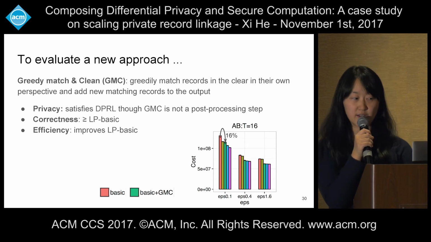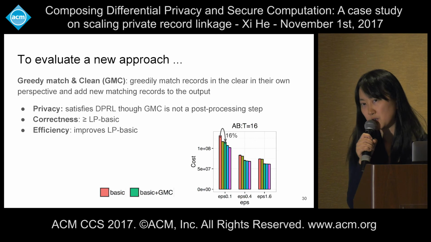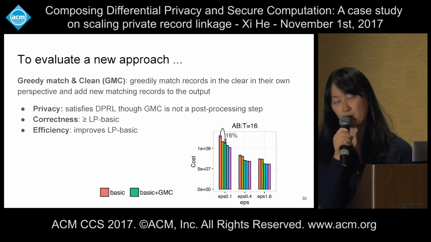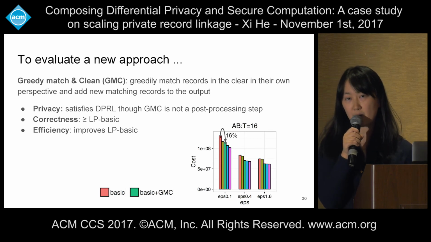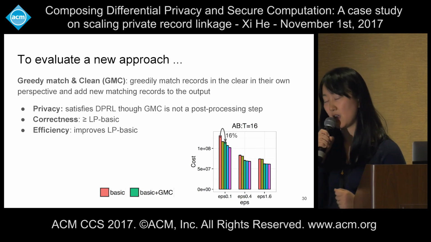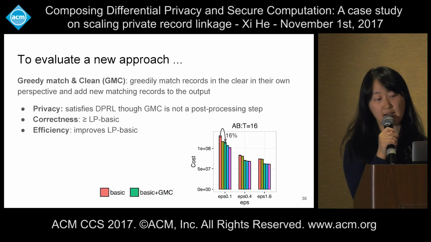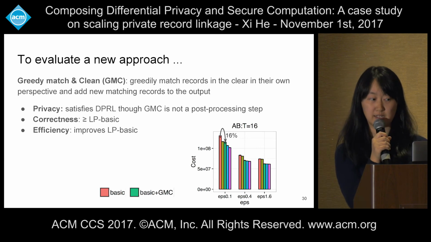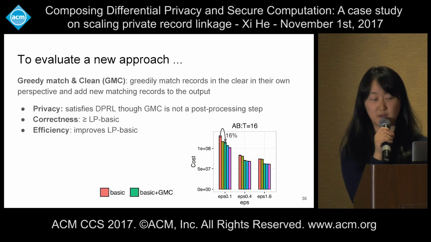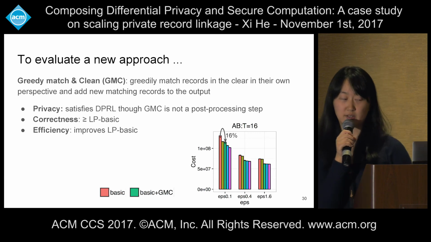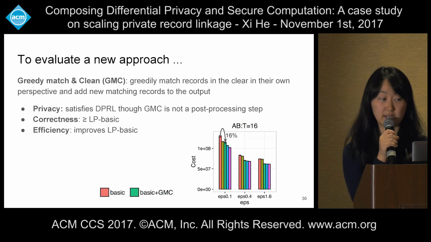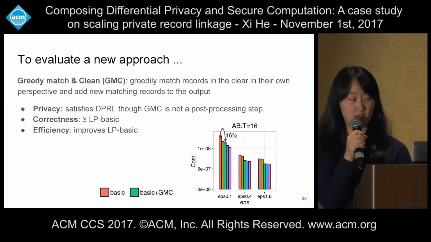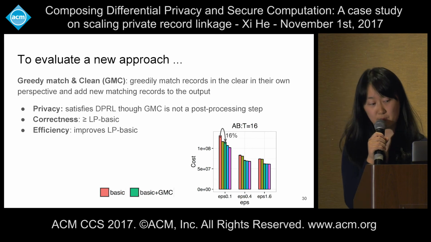And secondly, for correctness, this approach can also capture some matching records missed by the blocking strategy. So if one record has multiple matching records, some of them are missed because of the blocking strategy. If one pair has been identified, Alice and Bob can find those records in the clear from their own perspective. And efficiency-wise, some of the secure pairwise comparisons are replaced by these comparisons in the clear, right? So this ensures the optimization step can improve the basic protocol.